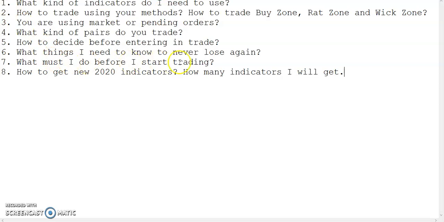What must I do before I start trading? Well, you have to have some money, number one. Then you pick a broker. Actually, probably before you pick the broker, you decide what you want to trade. Do you want to trade stocks? Foreign exchange? Commodities, futures? You then find a broker that you're comfortable with and can trade with, and then you open a trading account, and then you go on demo.